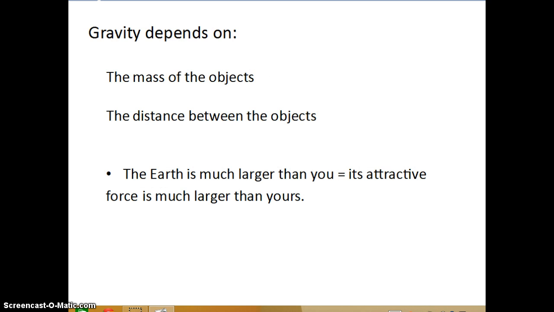So gravity depends on the mass of the objects. Like I said, the Earth is so massive that everything is attracted to the Earth instead of other objects, and the distance between the objects. So the Earth is much larger than you. Its attractive force is much larger than yours.